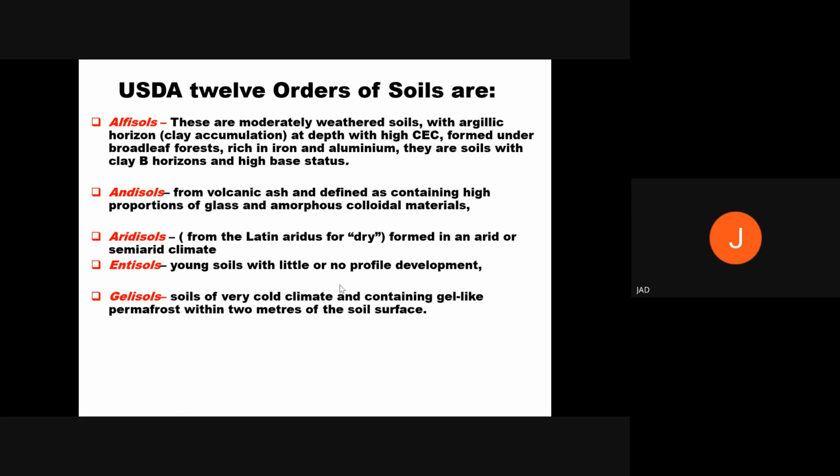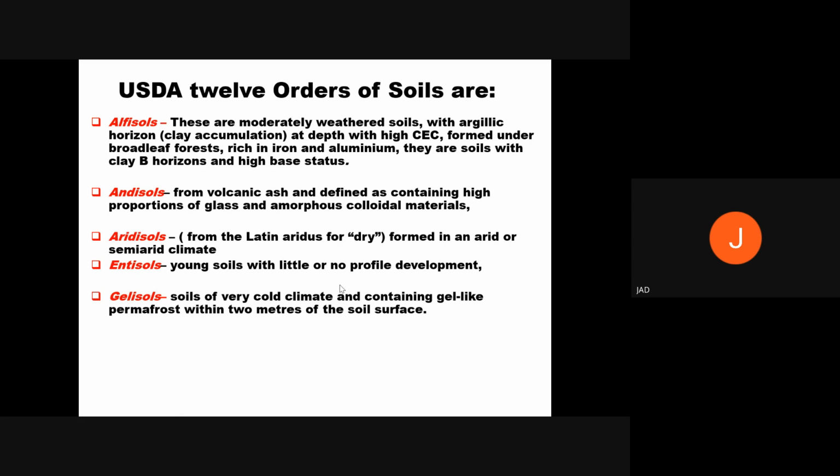Then we have the gelisols, and these form under what? Very cold climatic conditions and contain gel-like permafrost. What is permafrost? This is what they call frozen soil throughout the year. Even when it is summer, such soils are always frozen. This is very common in the Siberian regions of Russia and parts of Canada, where you have extreme cold conditions. Their soils contain permafrost within 2 meters of the surface.